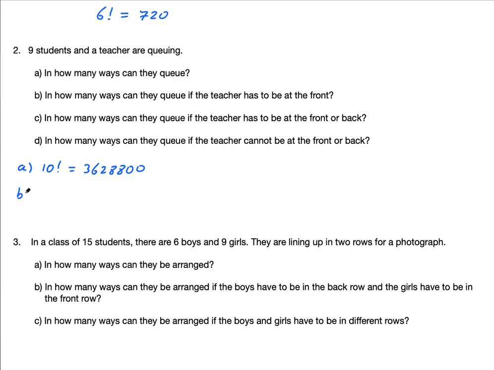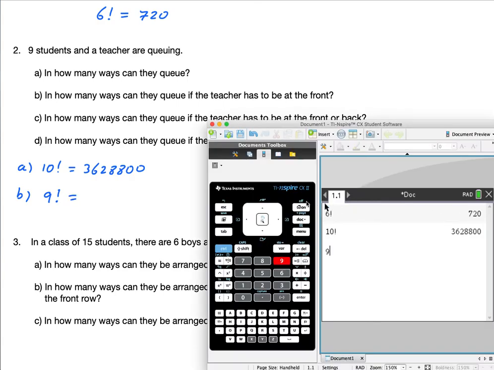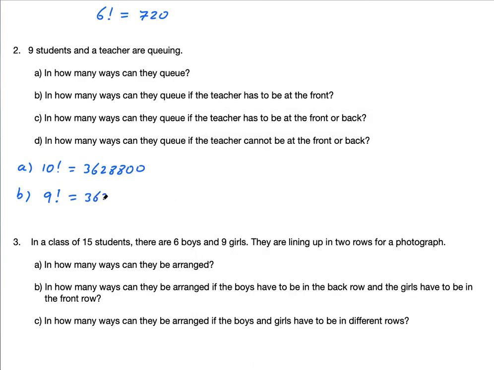Okay, part B. In how many ways can they queue if the teacher has to be in the front? Imagine the teacher's at the front, and then there's 9 other kids here. So the teacher doesn't change anything. He's staying there. All you have to do is look at how many arrangements of the kids there are, and that's 9 factorial. And 9 factorial is just 10 factorial divided by 10. Let's think about it. 9 factorial times 10 gives you 10 factorial. So it's 362880.